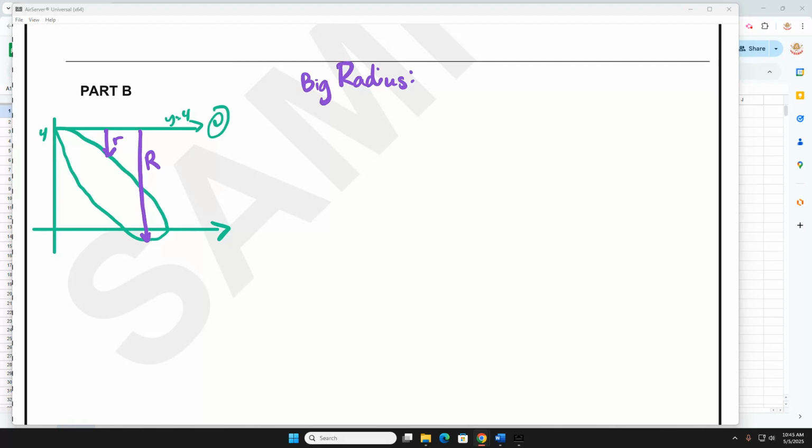Do you guys remember what you do to find the big radius? Or either one of them? 4 minus f. Yeah, so this is f and this is g. You're going to do top minus bottom, so in this case it is 4 minus f. And then the small radius is the same thing: top minus bottom of your little line you drew.